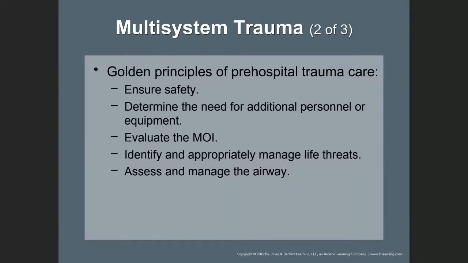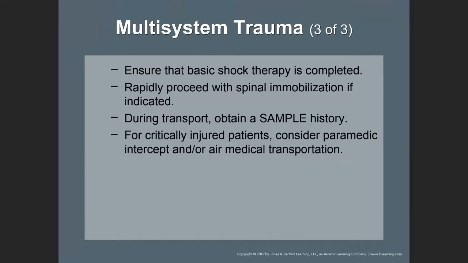Golden principles of pre-hospital trauma care. So 1, ensure that the scene is safe. Determine the need for additional personnel or equipment. Evaluate the MOI. Form your index of suspicion based on the MOI. Identify and appropriately manage life threats. Assess and manage the airway. Ensure that basic shock therapy is completed.